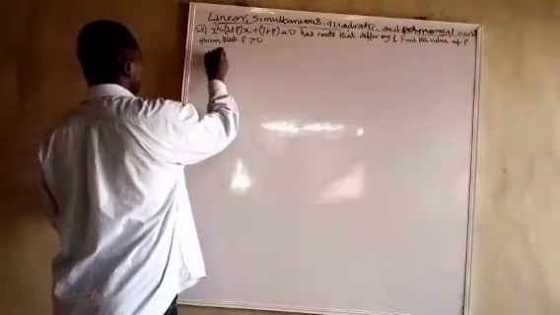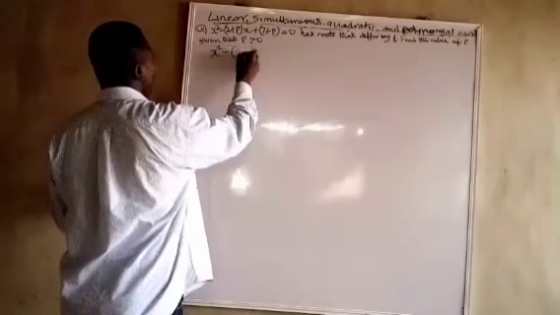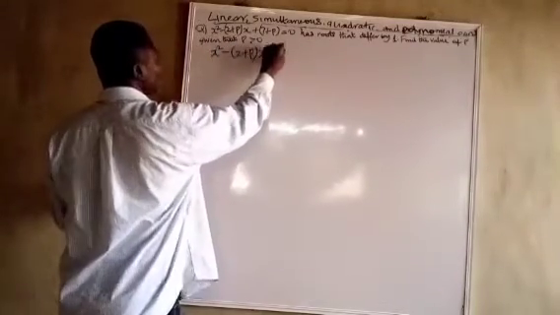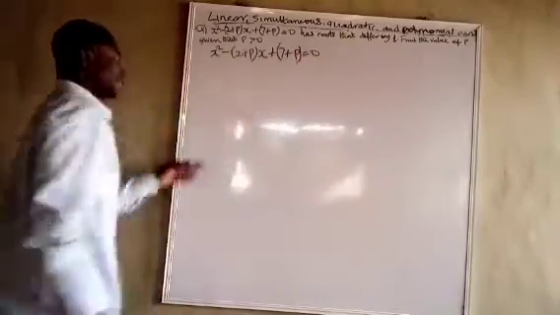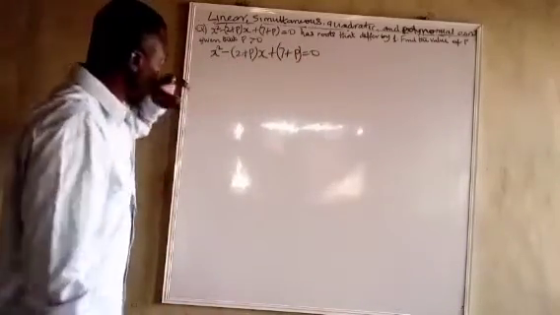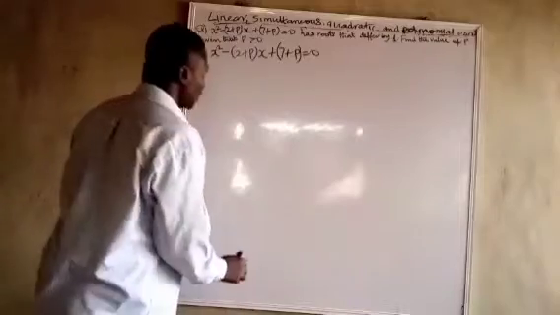x squared minus bracket 2 plus p bracket x plus 7 plus p equals 0 has roots that differ by 1. Find the value of p given that p is greater than 0. So we have an expression like this: x squared minus (2 plus p) x plus 7 plus p equals 0. So the coefficient of x is minus 2 plus p, and the constant is 7 plus p.